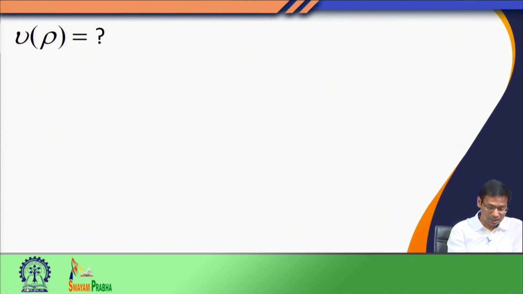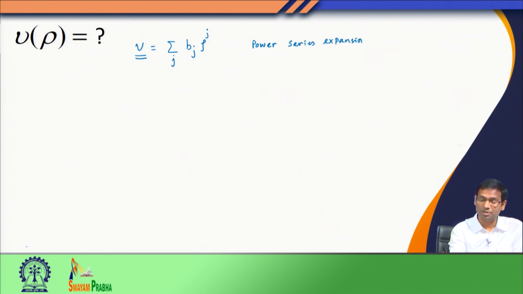What I would do is start by defining v of rho in terms of what is known as a power series expansion. So, this is a series expansion. I am expressing my v, the unknown function, as a power series expansion. What do I mean here? You see, this is the general form where j goes from 0 to infinity.